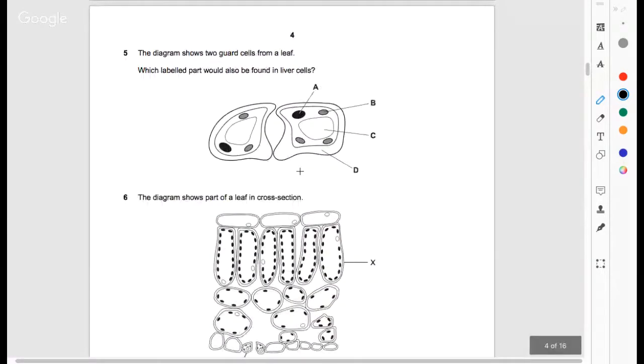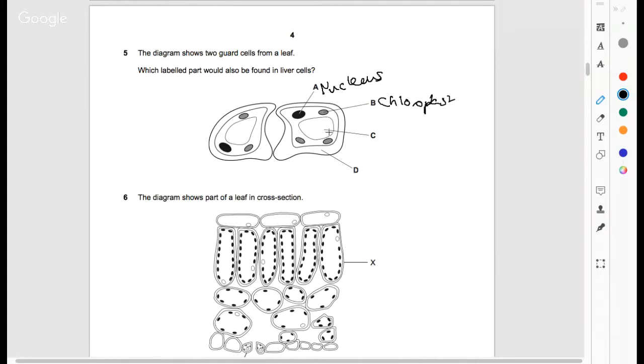Question five. The diagram shows two guard cells from a leaf. Which labeled part would also be found in liver cells? So we look at these labels. A is labeling this dark blob, which represents the nucleus. B is labeling this round thing. You can't really tell from this diagram whether that's a chloroplast or a mitochondria, but we have to assume that it's a chloroplast.